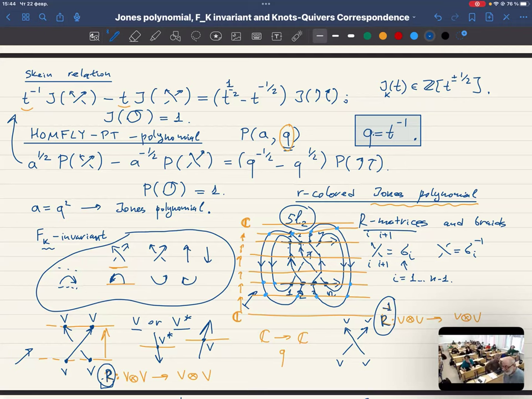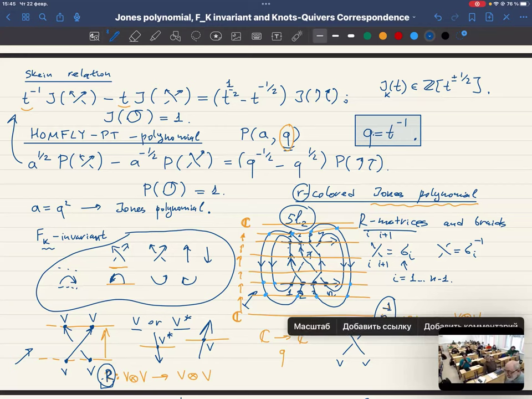I think the R, no? Yeah, probably if you consider the R, so an irreducible representation, it somehow comes from the representation of SL2.